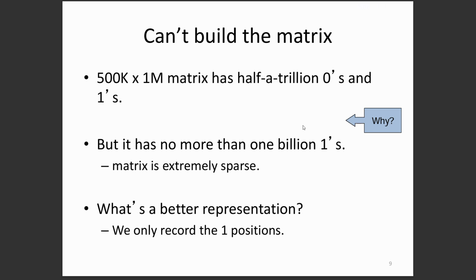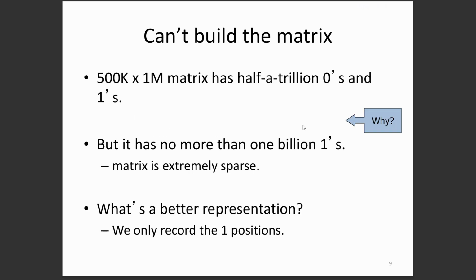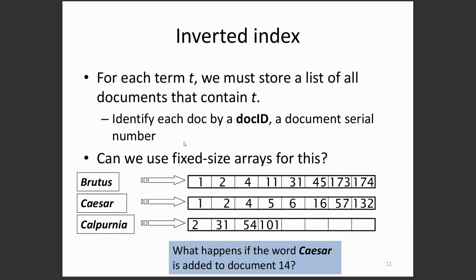So we only record the one positions. Instead of noting both zeros and ones, we will only consider where the number one is written. That technique is the inverted index technique. It is the improved version of the term document incidence matrix. For each term T, we must store a list of all documents that contain the term T. For example, for Brutus, say I have 1,000 documents. Out of those 1,000 documents, the document numbers in which that word is present I'll write in the form of a vector.